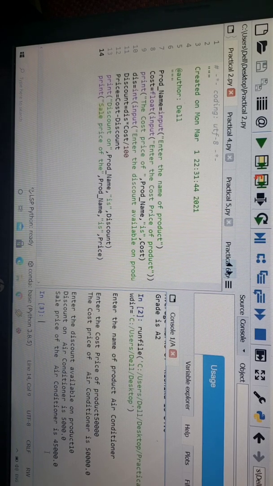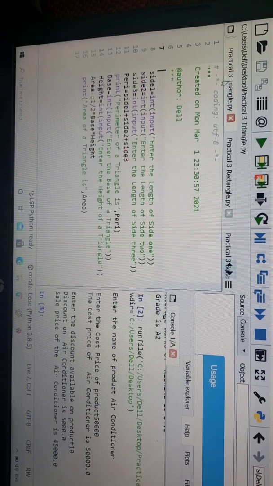Now let's have a look at the next program, which is very simple, specifically for math students, because on this we are working on different kinds of formulas of different shapes. First thing is you have to calculate the perimeter, circumference, that depends upon the shape, and area of shapes such as triangle, rectangle, square and circle.